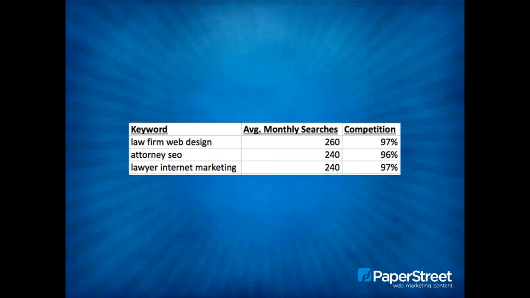To keep going on that analogy, the competition level that I use for that is basically the grade or the slope, the steepness of that mountain. So if we look at something like law firm web design, that's a 97% competition. That's a really steep mountain. If it was 30%, then the grade of that mountain would be like 30 degrees. We could essentially walk up to the top of that mountain. Unfortunately, we don't see this here.